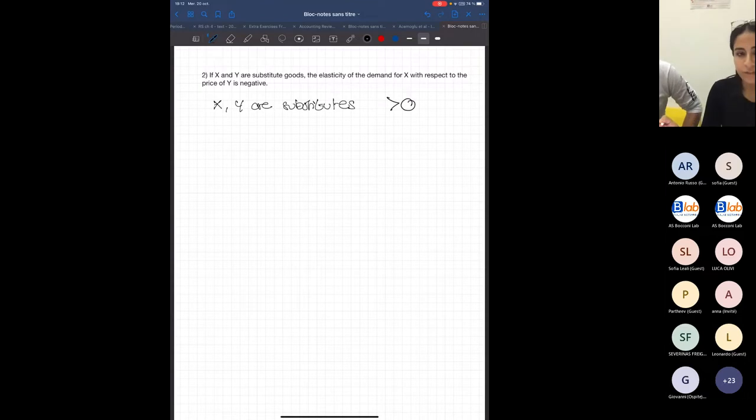So, for example, to illustrate this in an exam, you can explain that if the price of Y goes down, then by the law of demand.